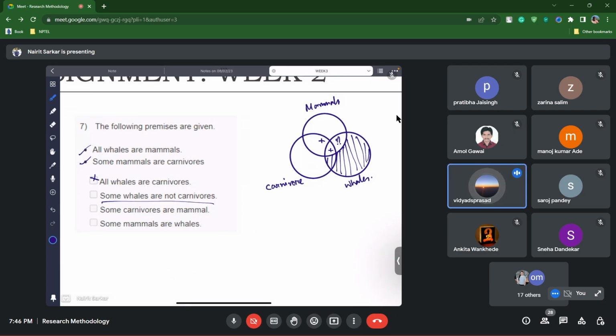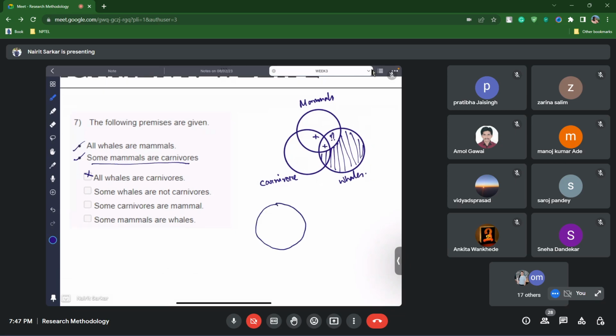So can you please explain once more, sir? Which one? The first one. No, sir, the second one. Some mammals are carnivores. Oh, some mammals are carnivores. Wait. Second one is valid. It should not be. Second one should not be valid. Wait. See here. Some mammals are carnivores.